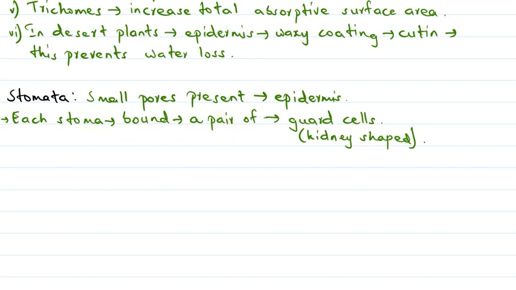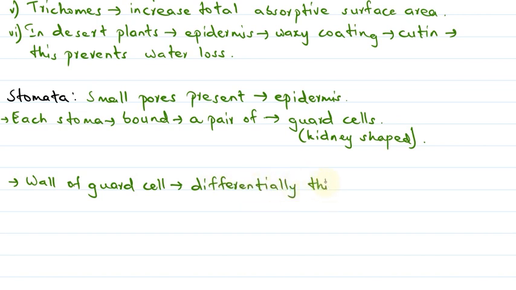Okay, so each guard cell is a modified epidermal cell showing a prominent nucleus, cytoplasm and plastids, and the wall of the guard cell is differentially thickened. Each guard cell is a modified epidermal cell and they show prominent nucleus, cytoplasm and plastids. So the wall of guard cell is differentially thickened.